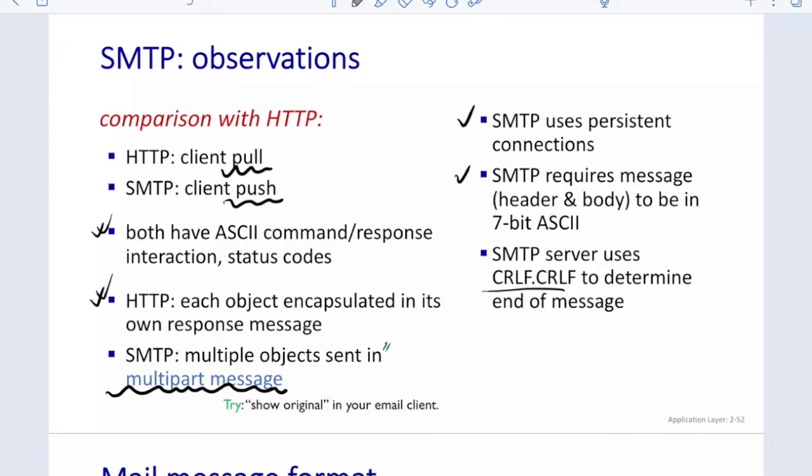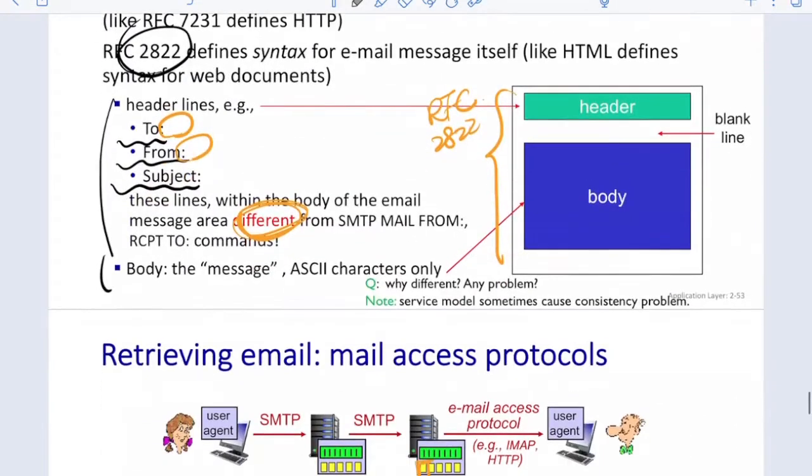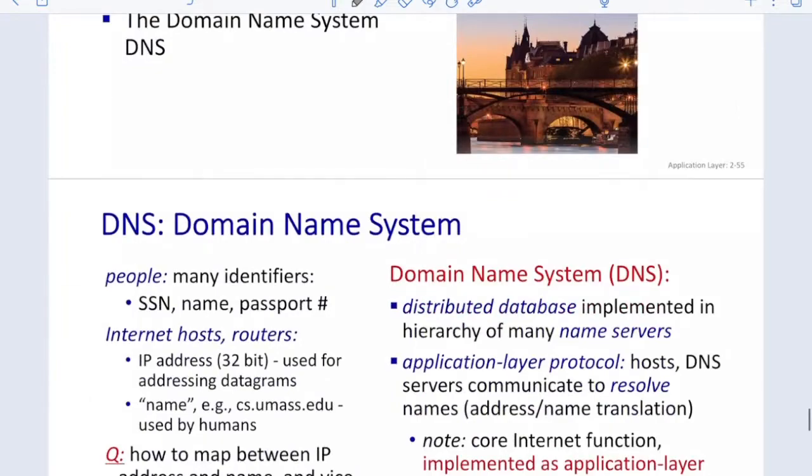If you have 10 different objects in HTTP, you have to establish 10 different requests and responses. But if there are multiple messages in one email, there is only one email message, because it can contain different parts. So I think that is the last thing I would like to share with you.